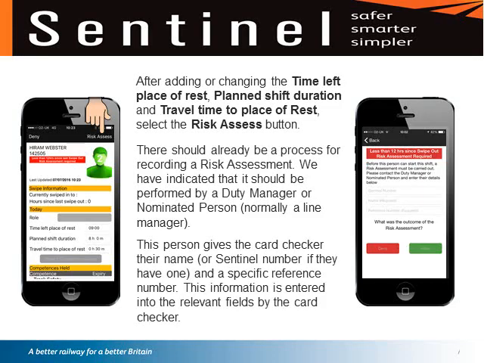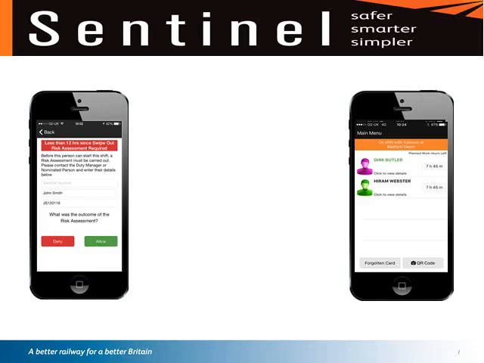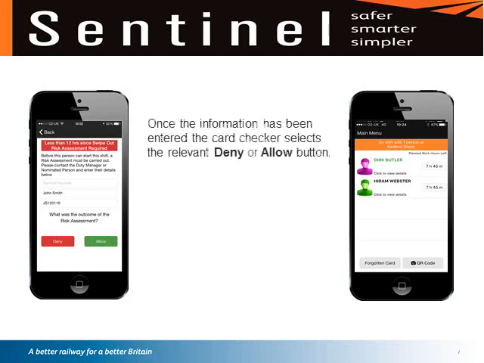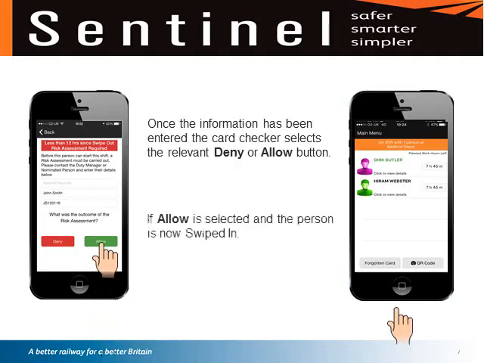This person gives the card checker their name or sentinel number if they have one, and a specific reference number. This information is entered into the relevant fields by the card checker. Once the information has been entered, the card checker selects the relevant Deny or Allow button. If Allow is selected, the person is now swiped in.